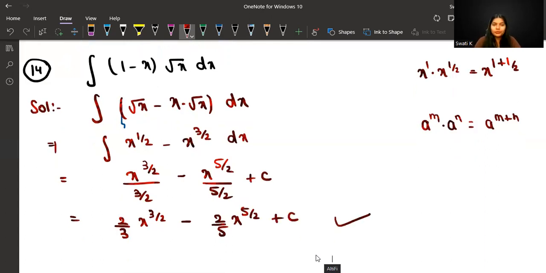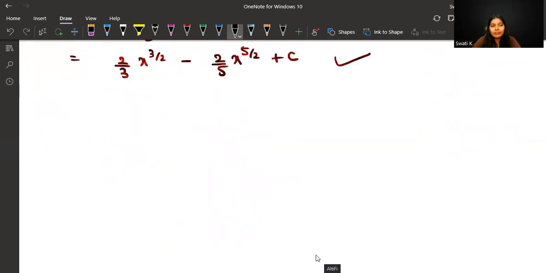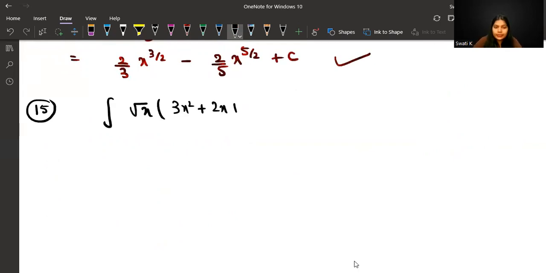Now we can go to the 15th question. Let's just finish it. We just have to solve 20 questions. So the next question is the 15th question. And in the 15th question, we have to integrate root x multiplied by 3x squared plus 2x plus 3 into dx. Okay. So what will we do?